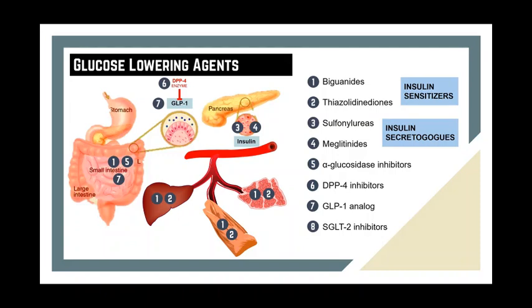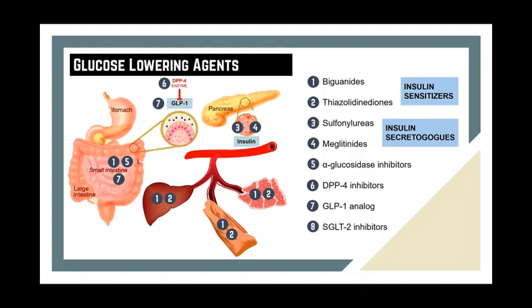Hi guys, let's continue our second part of the lectures, which is glucose lowering agents. This is the overview of glucose lowering agents and their mechanism of action on their target organs. A total of 8 groups of glucose lowering agents can be used to treat type 2 diabetes.